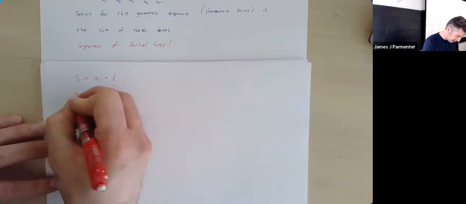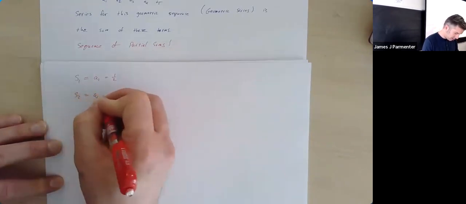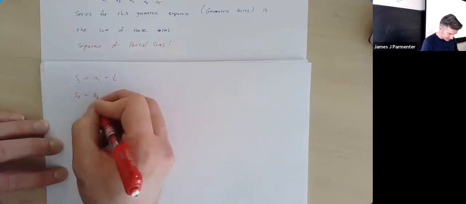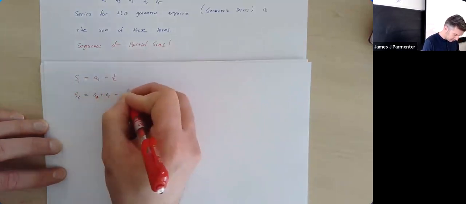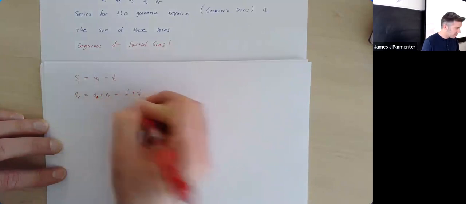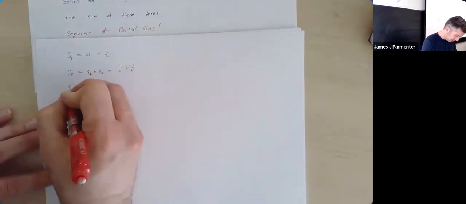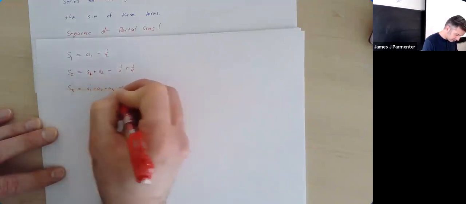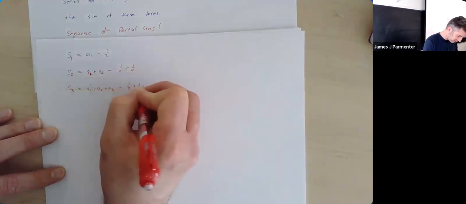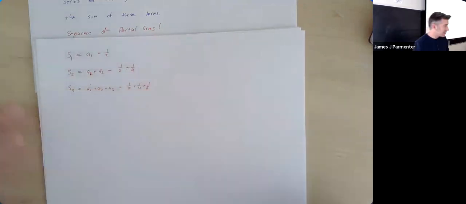Our second partial sum is the sum of the first two terms. That's what we call it, a partial sum, which is going to be 1/2 plus 1/4. And as you can see, it goes on. The third partial sum is a1 plus a2 plus a3, which is 1/2 plus 1/4 plus 1/8. We tend to start getting tired of writing out all of these terms, so we start using sigma notation.